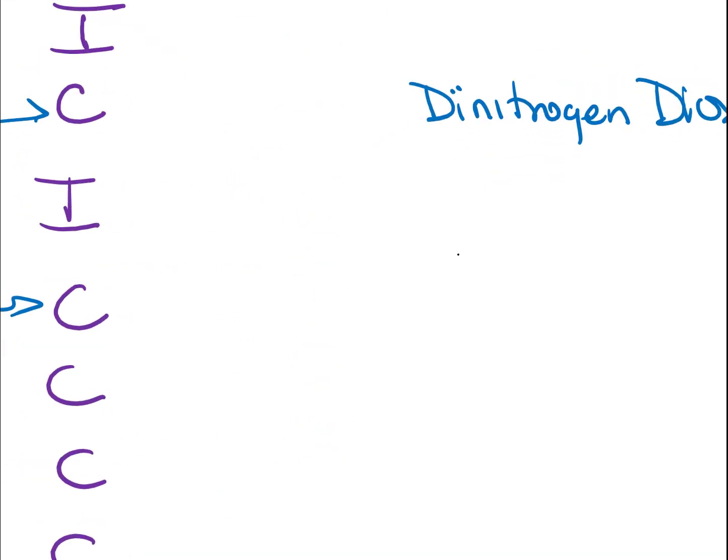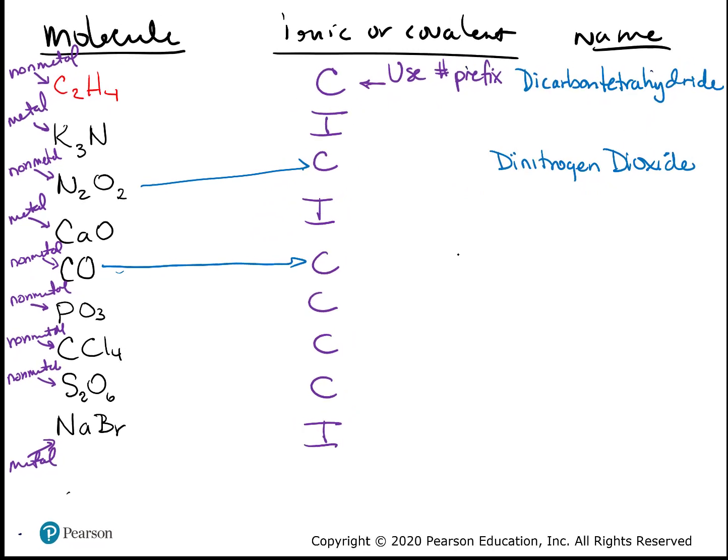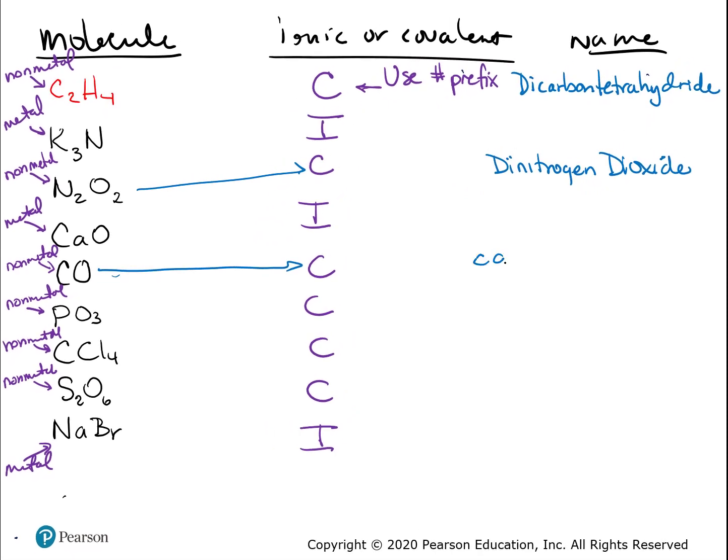Okay, there's carbon. That is carbon monoxide. Right? One oxygen, one carbon, I don't have to put mono on the first, but since the second one is only one, I have to have mono there. So CO is carbon monoxide. You've probably heard of that.